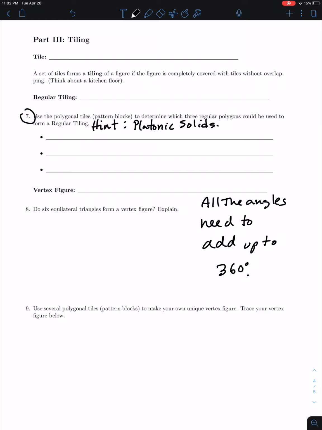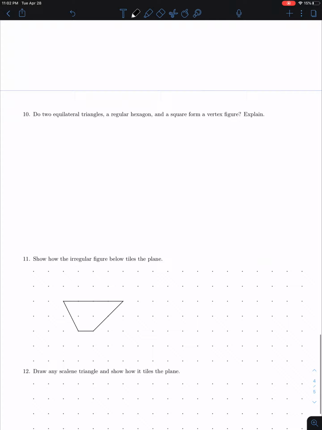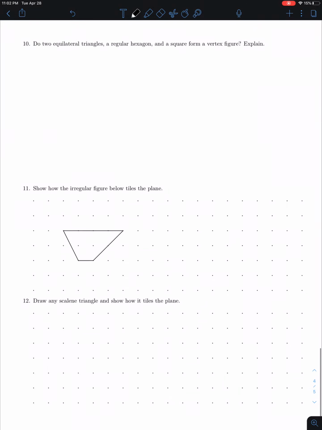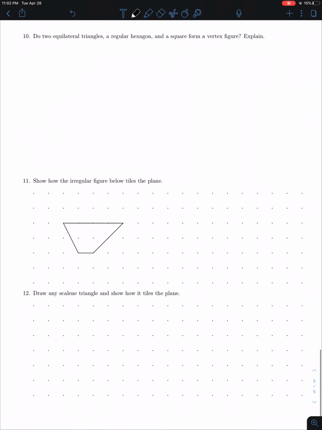And here are some questions about vertex figures. I want you to try those, guys. And the last couple here are about actually trying to tile the plane using certain figures.